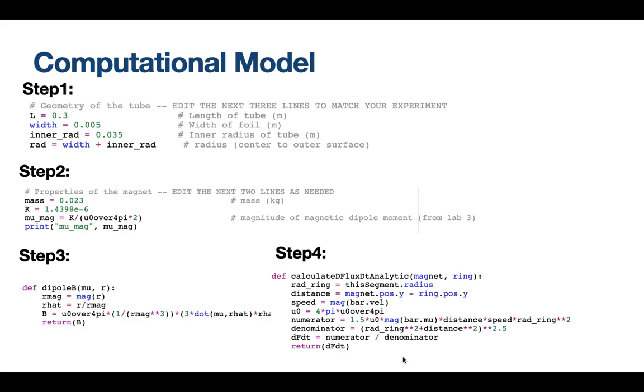This is my computational model. In the first step, I just insert all the geometry facts of the tube that I use. In the second step, I calculate the magnitude of the magnetic dipole moment, which I have already calculated in Lab 3. In steps 3 and 4, I just define the magnetic field and the change of flux.